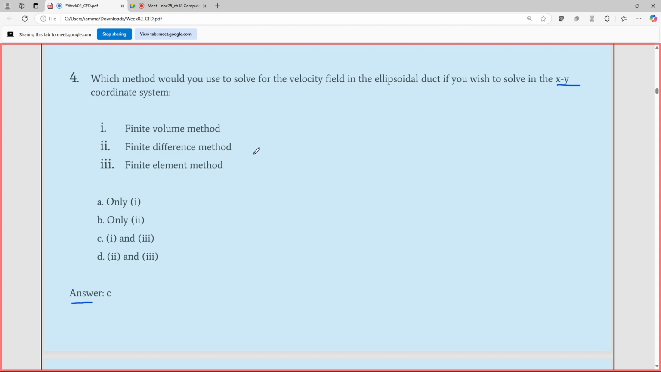And the finite difference method itself is developed from the Cartesian coordinate system. So conforming with the Cartesian coordinate system is best suited for the finite difference method. So the best methods for the ellipsoidal duct will be either the finite volume or the finite element method.